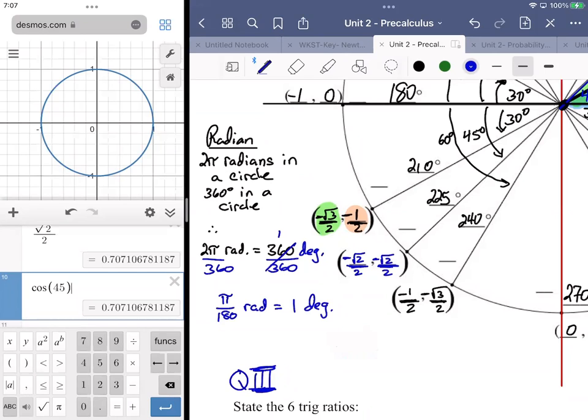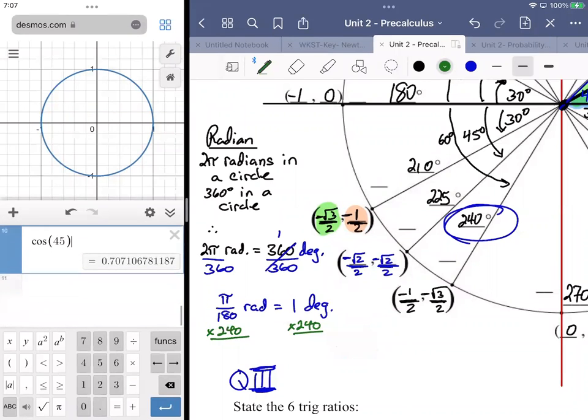Right? But we use our knowledge of ratios to help us go the rest of the way. Because what we could do, for example, I got this number right here. I'll just start with this one. If I need 240 degrees, what I would do is multiply by 240. And it would be terrible. Because then I'd get 240 over 180, which I then have to simplify.